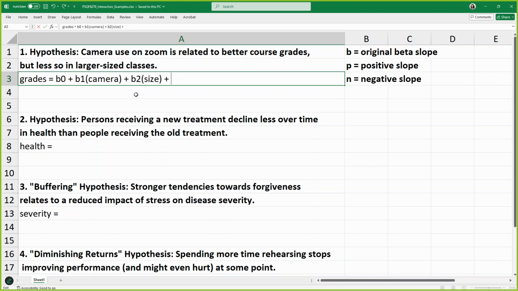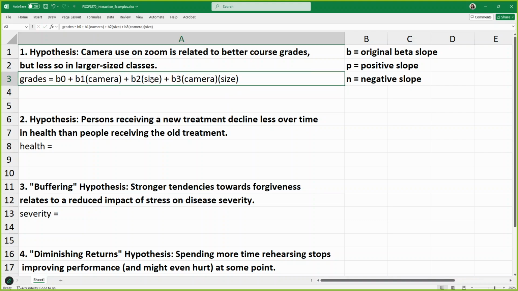What else do I need? Yeah, I need the interaction, because otherwise I just say cameras are good and large classes are bad, and that doesn't answer my question. So I need beta 3 times camera and size. And if I'm writing the complete equation, I'd throw an E at the end of it because everybody gets their own residual. But we don't need to focus on that part here. We'll just think about this as y hat.